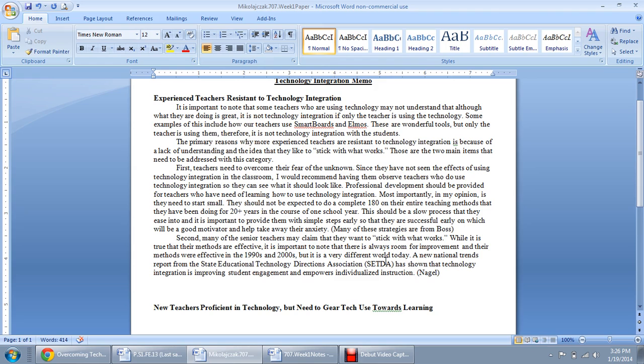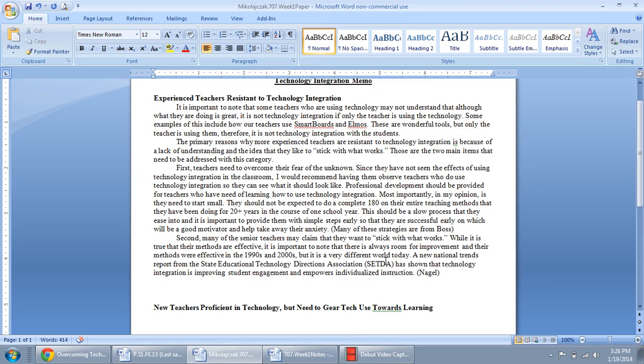It should take time to do this. It should be integrated slowly over the course of 2 or 3 years. It is important that they start with simple steps, and it is important, according to Susie Boss in her research, that if they're successful early on, it'll be a good motivator and it'll help take away the anxiety they have.